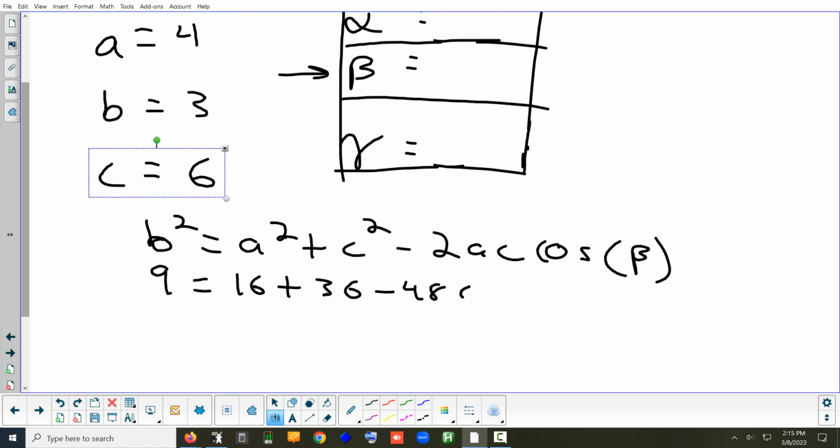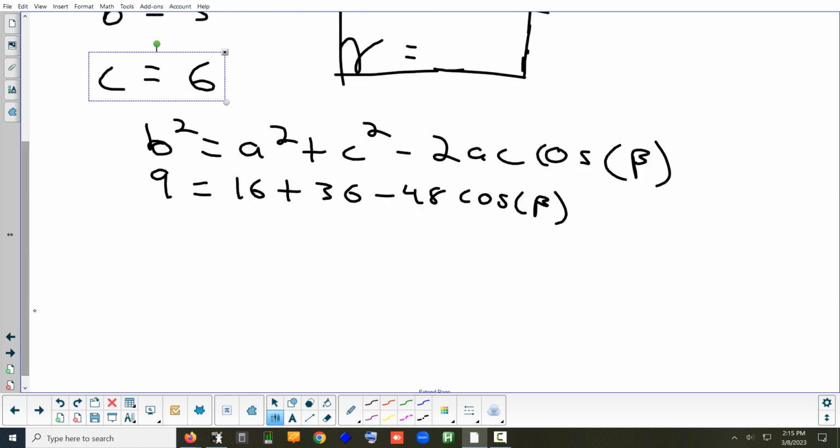48 cosine beta. All right, now we do the same thing we did on the last problem, except there's no decimals.